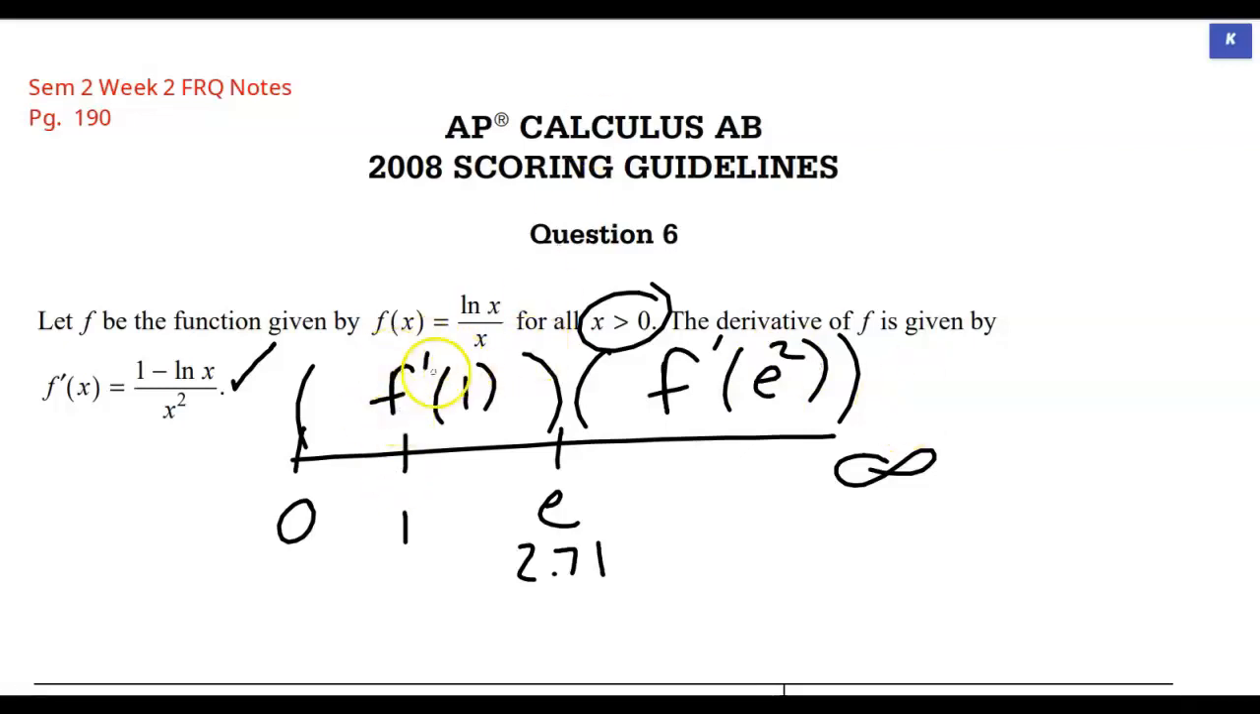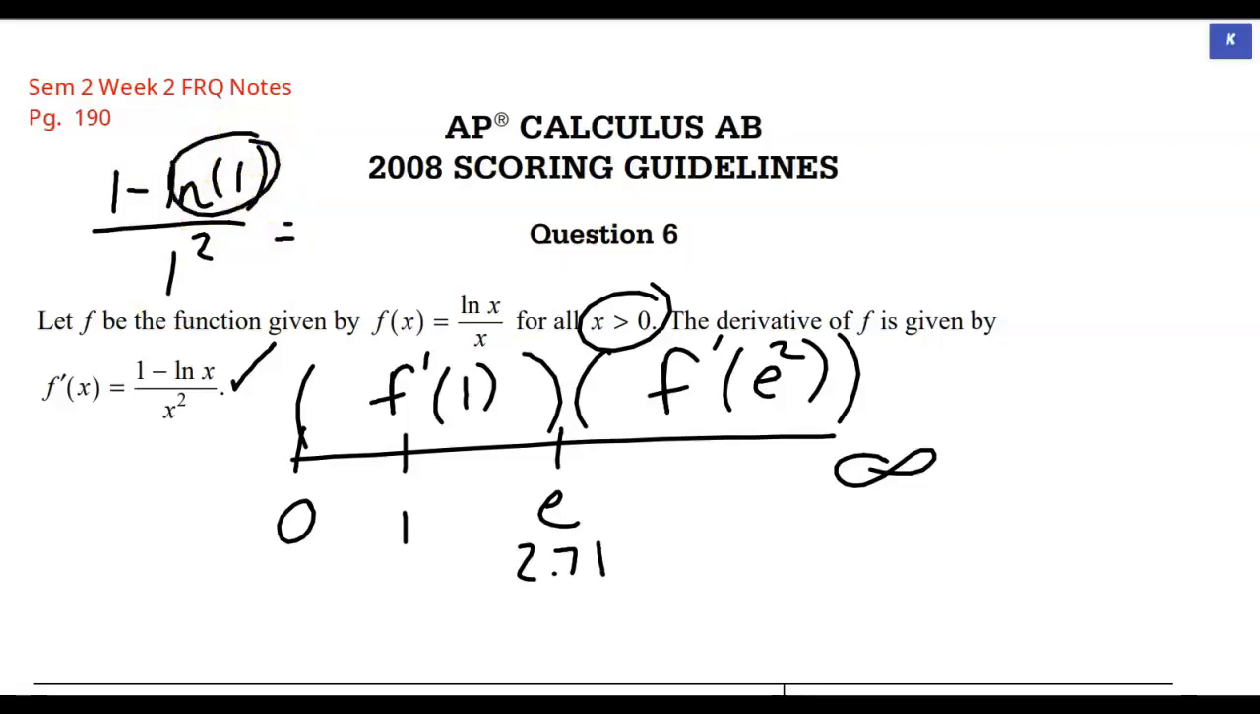All right, so let's go ahead and do this. Let's find out what f prime of 1 is. So if I were to plug 1 into my derivative here, I'm going to end up with 1 minus ln of 1 over 1 squared. Now, more pre-calculus knowledge, ln of 1 is 0.